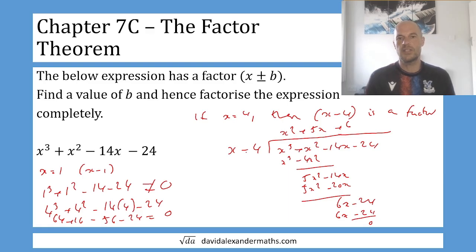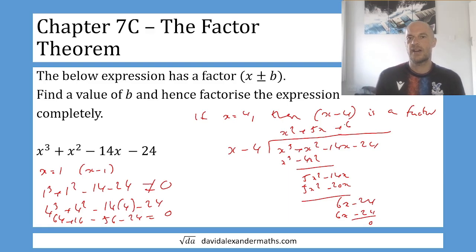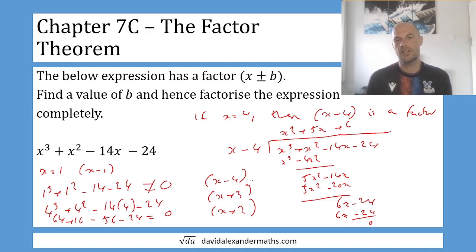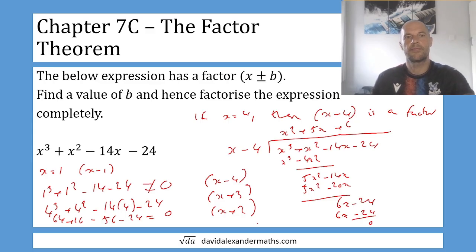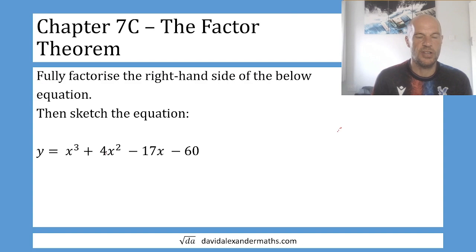Okay, so there we go. x minus 4 is one factor. x squared plus 5x plus 6 is another factor. Now this is a quadratic expression that can be factorised, and that's going to be x plus 3, x plus 2. So there are 3 factors, x minus 4, x plus 3 and x plus 2. And if you used your calculator to work out that one of the solutions is 4, then if you keep pressing equals, you would have got another solution of negative 3 and another solution of negative 2.